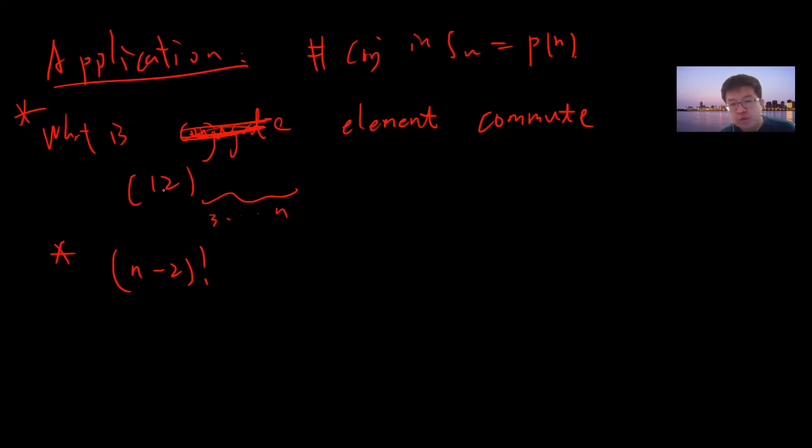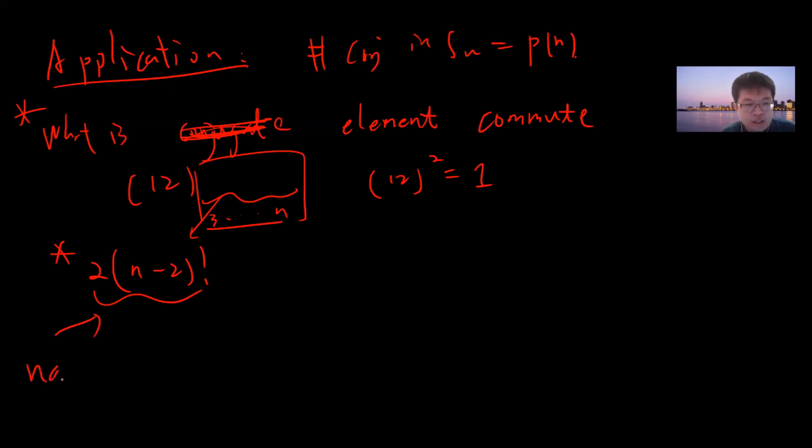And then (1 2) can be changed too, since (1 2) squared will be the identity, right? So you should multiply by 2. Because you can permute these and get (n-2)!, and you can choose whatever you want: you can have 1 permuted to 2, or 2 changed to 1, or you just make it identity. Okay, so naively this is the set of elements that commute with (1 2), right?